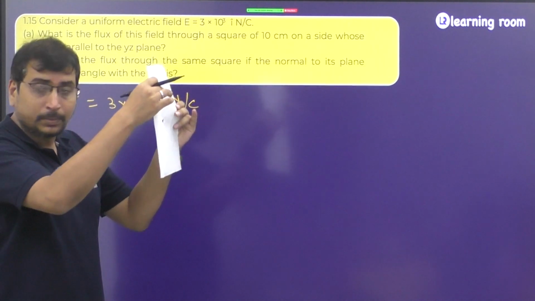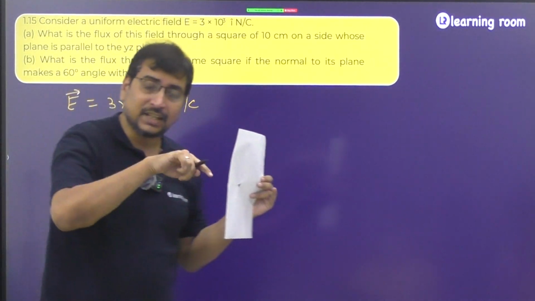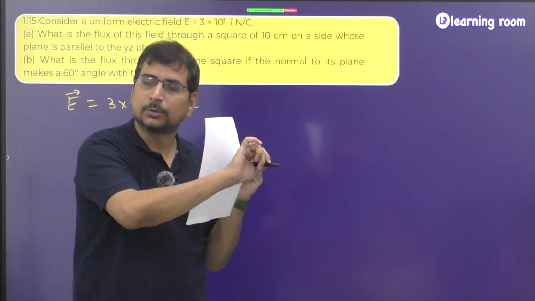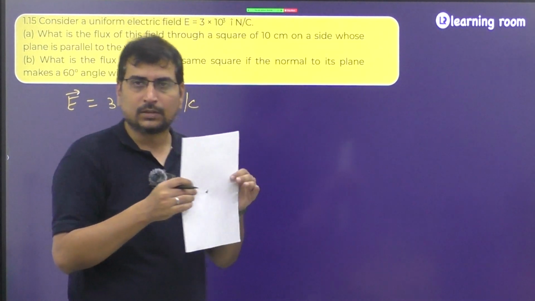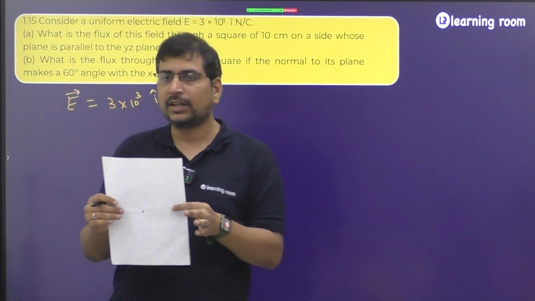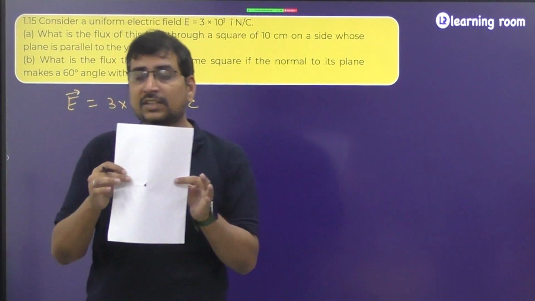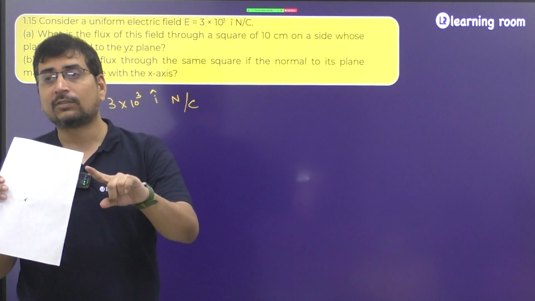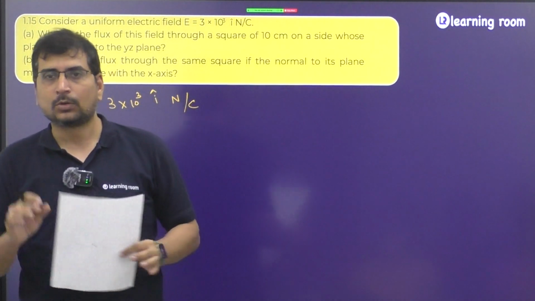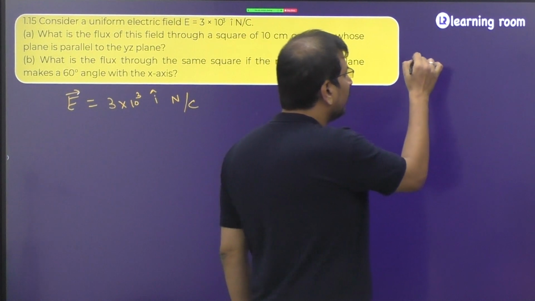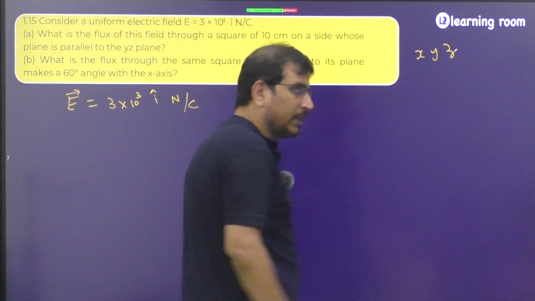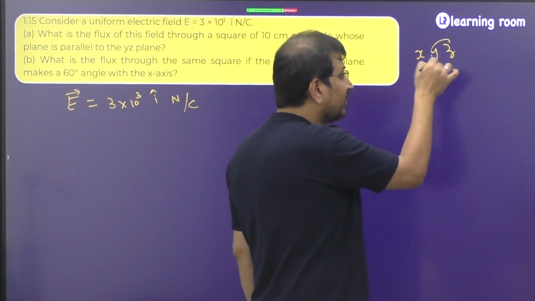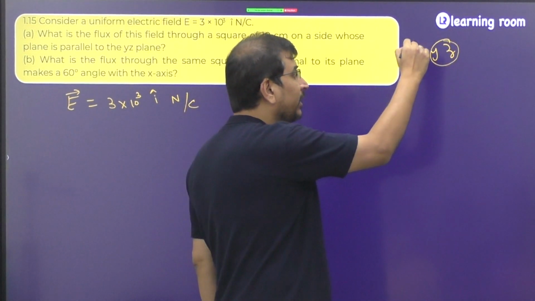So, when a square is parallel to the YZ plane, its area vector is along the x direction. Are you able to visualize it? Whenever they say a shape is oriented to a particular plane, its area vector will always be perpendicular to the plane. To put it simply, you have x, y, z in three-dimensional space. If something is parallel to the YZ plane, its area vector will be in the x direction.